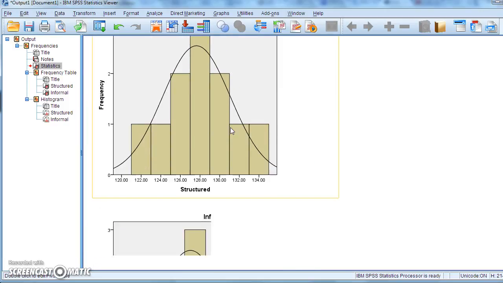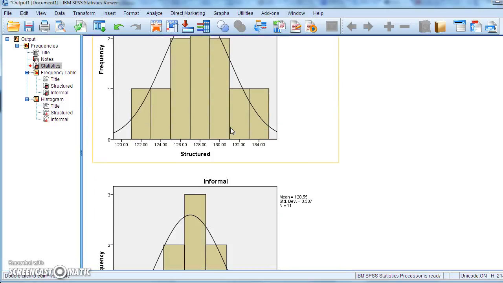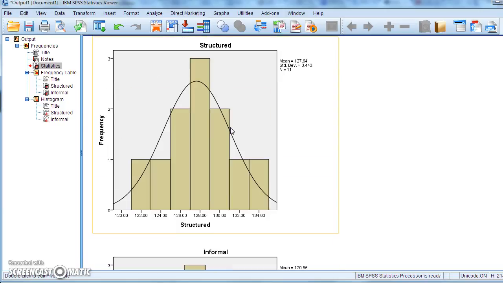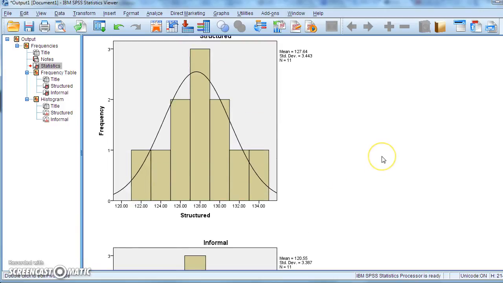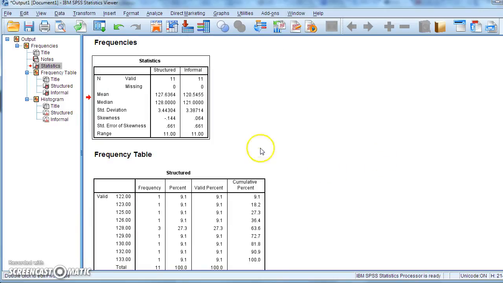We've also got a histogram here, which we possibly should have looked at first, and you can see the data are very, very normal looking with a nice kind of bell curve here. We've also got the means for each of the two groups, the medians, the standard deviations, and the range at the bottom here. It's 11 in both cases.